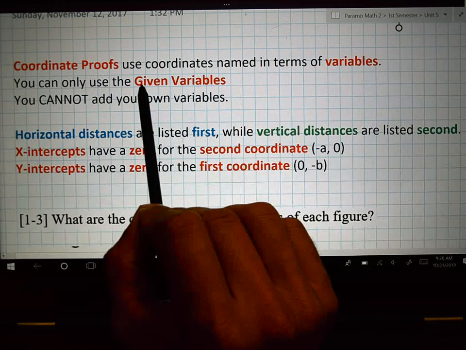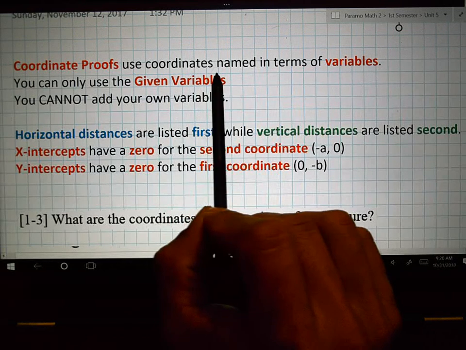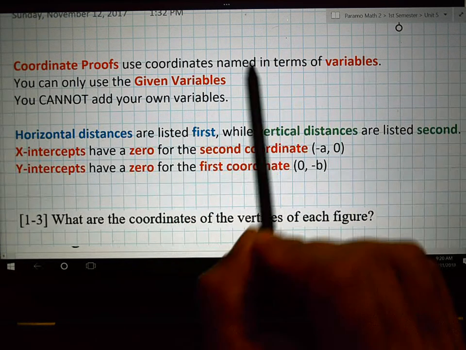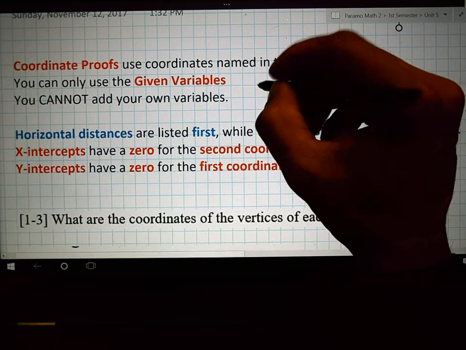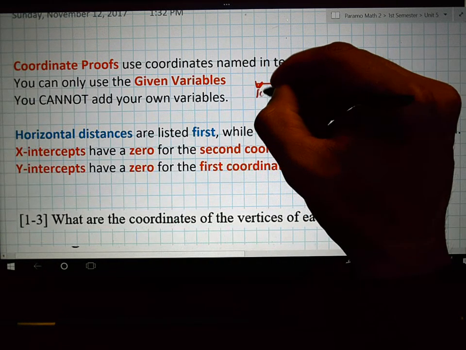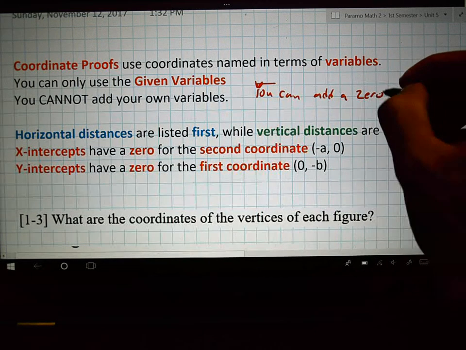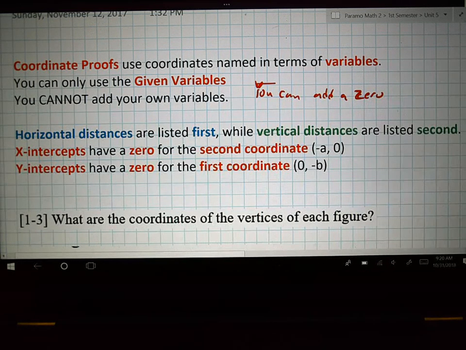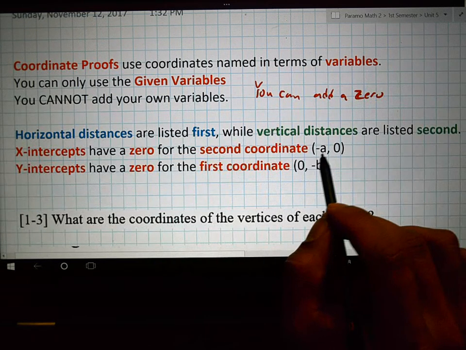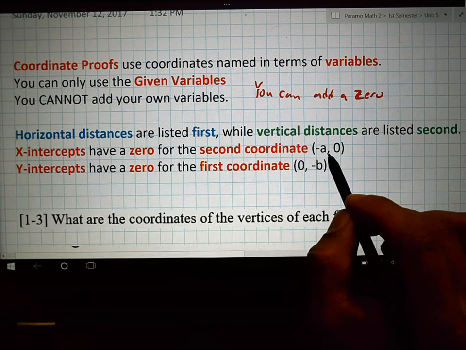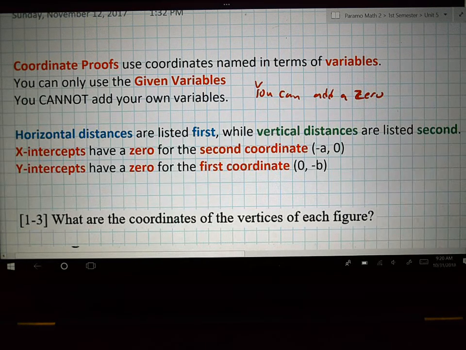You can only use the variables that are given. Do not invent your own variable. Do not make up your own letter. If it starts with the letter B, then use the letter B. The only thing that you can add is a 0 as needed. Okay? So if you need to add a 0 because we're talking about an x-intercept or a y-intercept, that is okay. You just cannot add any new variables.